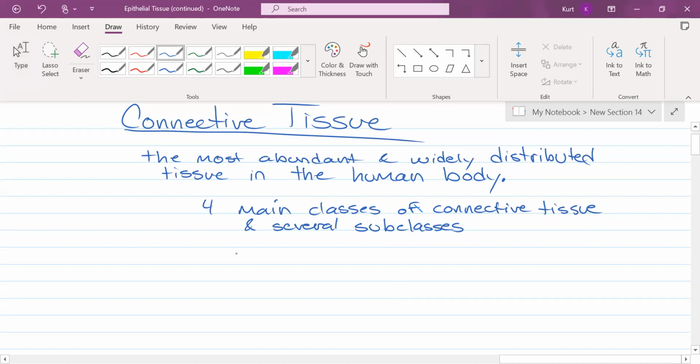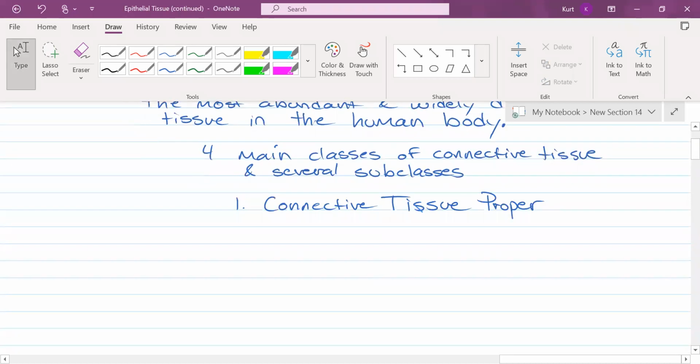All right, here we go, guys. Number one. This is going to be connective tissue proper. There are two types of connective tissue proper. We have loose connective tissue. I want you to skip 3 lines after that. And we have dense connective tissue.